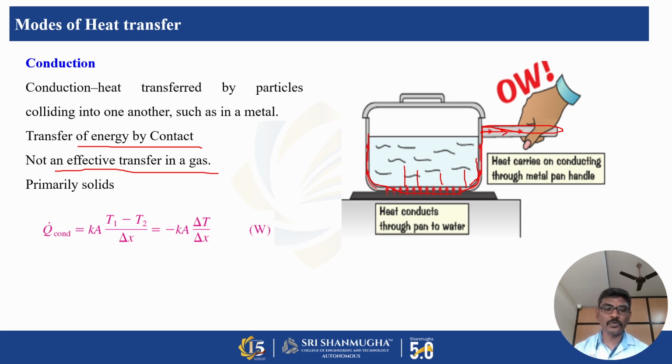Here, to find out the heat transfer, we are using Fourier's law of heat conduction formula. The rate of heat flow is directly proportional to area and temperature gradient. The minus sign represents that due to heat transfer, the heat will be lost.